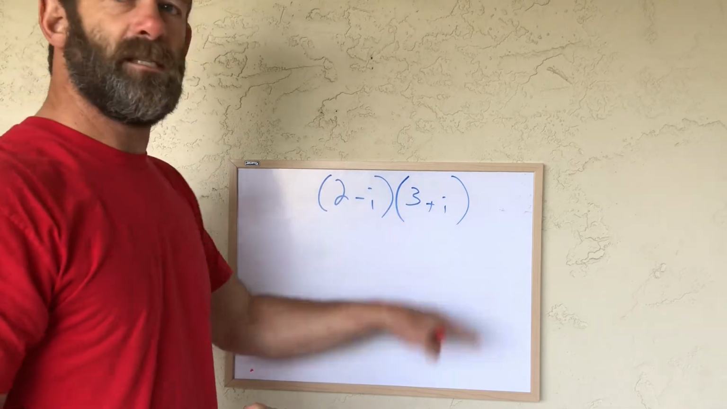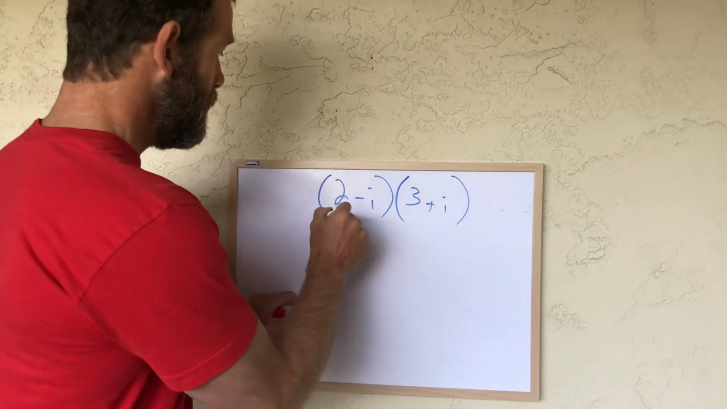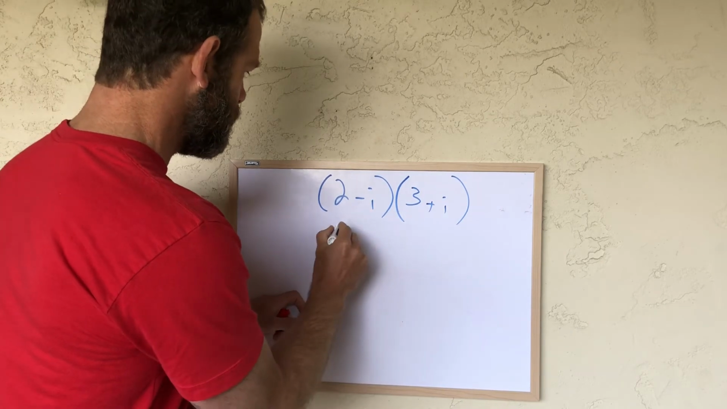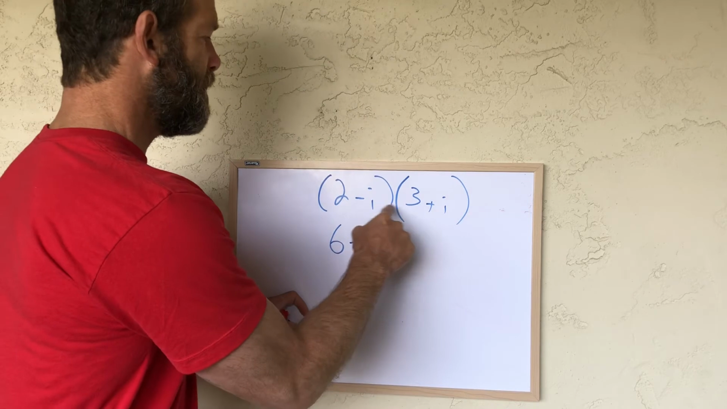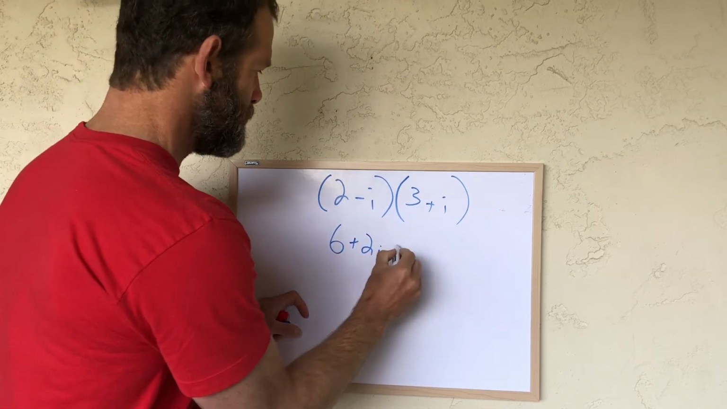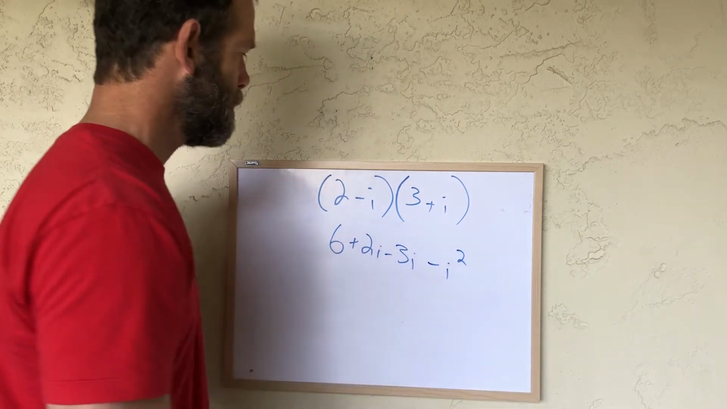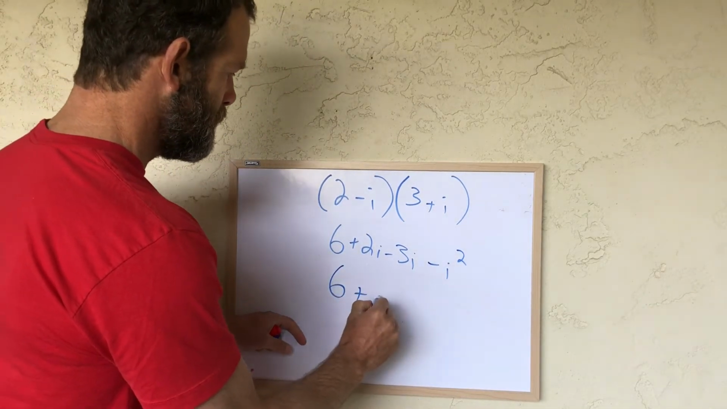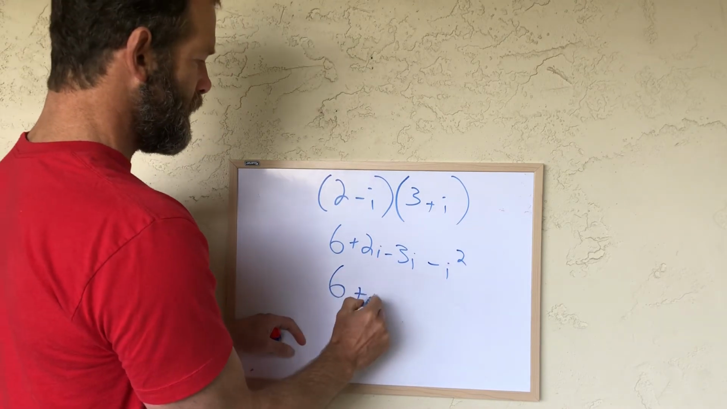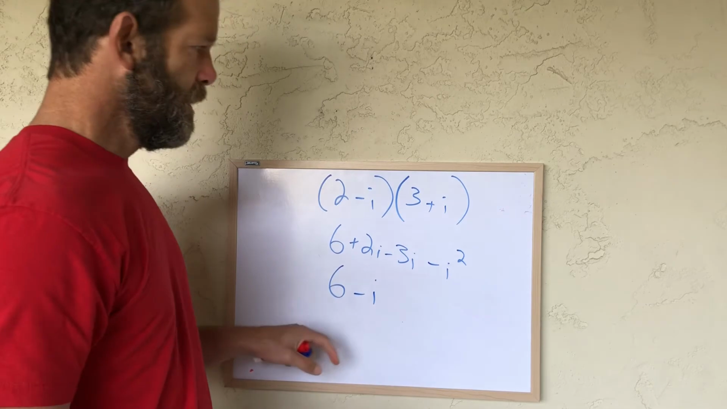Let's say this was the example question. It's not, but let's just say it was. You would be multiplying 2 times 3 is 6, 2 times i is 2i. Negative i times 3 is negative 3i. Negative i times i is negative i squared. All right, and then if I combine my terms, I have 6 plus negative 1i, which is just negative i.